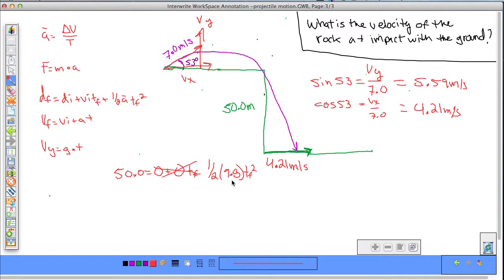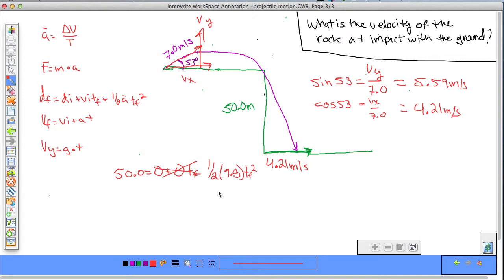So you can see right here that we have enough information to figure out the total time it's going to take for the rock to fall 50 meters. And from that time, we'll be able to figure out a lot of stuff. All right, so let's go ahead and do this. So 50 divided by 2 here.